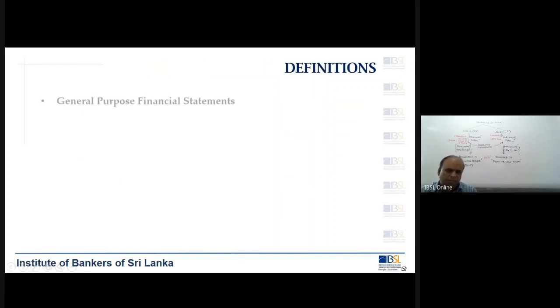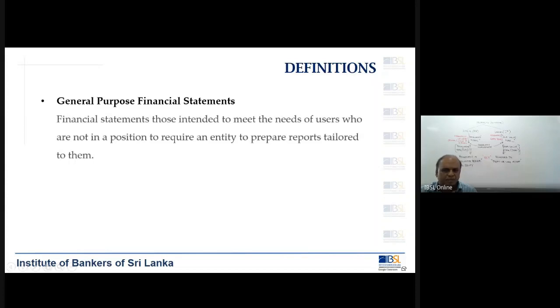Okay. Definition. General purpose financial statements: financial statements intended to meet the needs of users who are not in a position to require an entity to prepare reports tailored to them. So the same thing that I mentioned to you. Every user can't have financial statements as per their requirement. So what happens? The companies, as a result, publish the financial statements in the public domain for people to access and read if they want. Those kind of financial statements are known as general purpose financial statements.